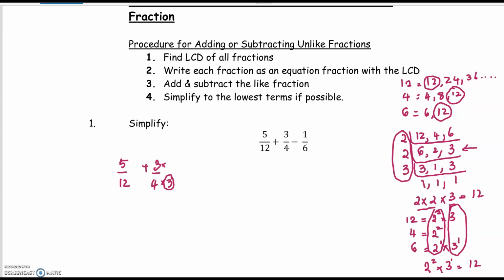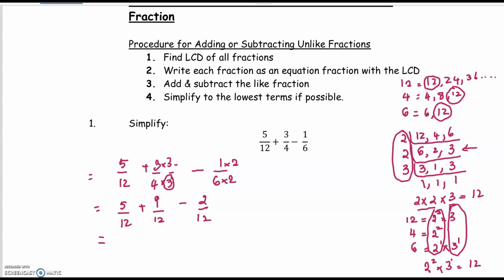The exact same number has to be multiplied in the numerator because we don't want to change 3/4. We're just writing it in a different way. 3 over 3 is a 1, so we have not changed the number, minus 1 over 6. Now 6 has to become a 12. What do we multiply 6 with? We multiply it with a 2. We multiply the numerator with a 2. And this is equal to 5 over 12 plus 9 over 12 minus 2 over 12.